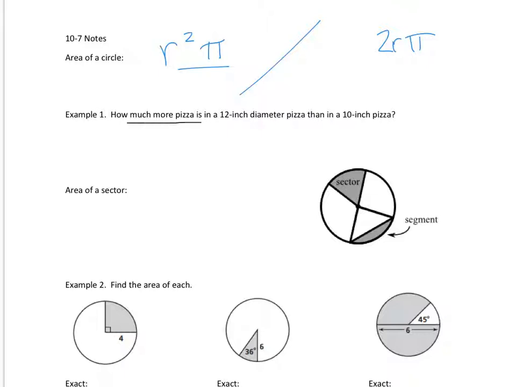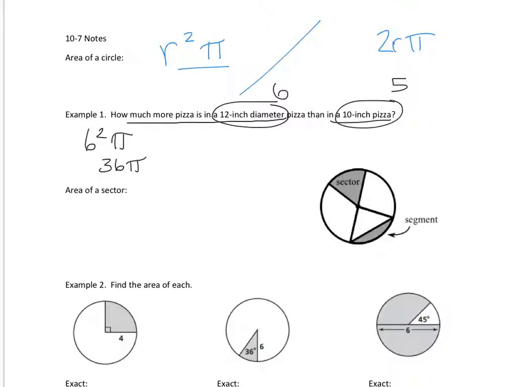How much more pizza is a 12-inch diameter pizza than a 10-inch diameter pizza? This is talking about area. If the diameter is 12, the radius is 6, and this one has a radius of 5. So you're going to compare 6 squared pi, 36 pi, with 25 pi. I would subtract these two and you get 11 pi.